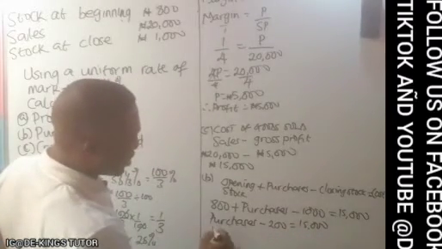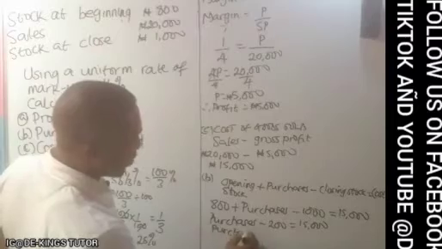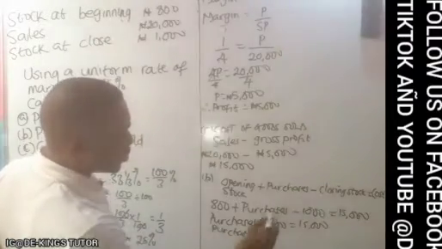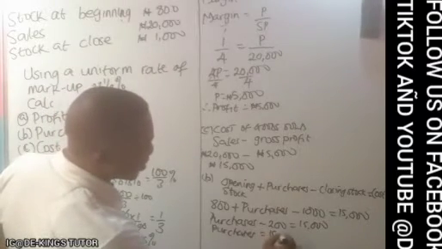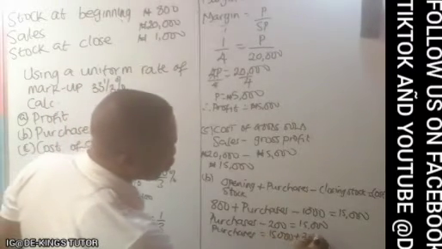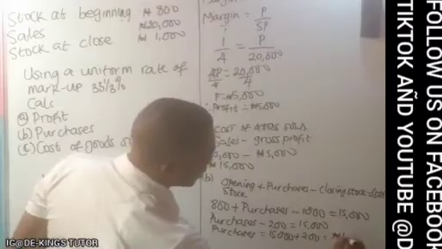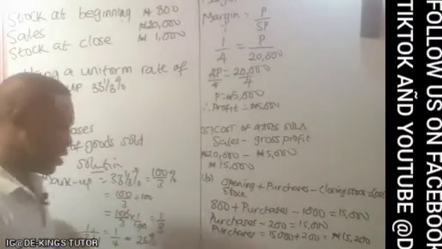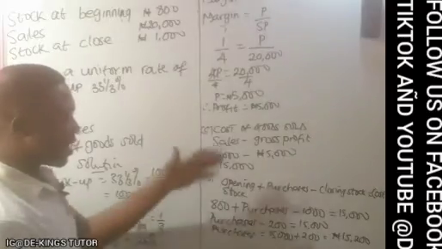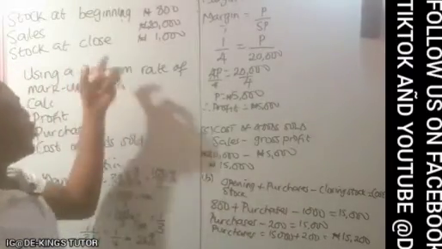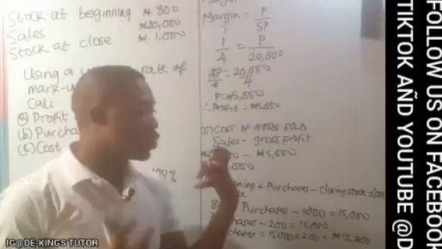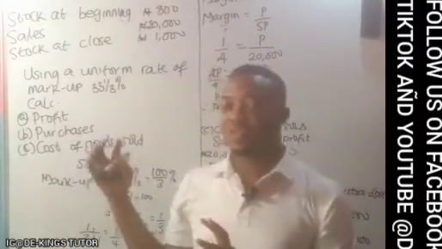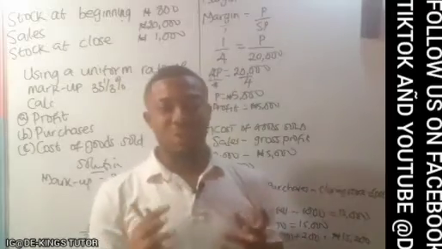To get purchases, this minus 200 moves to the other side, and it will be 15,000 plus 200, that is 15,200 naira. So that is the purchases. That's how we can get our purchases. You see how we use the markup and the margin to solve what we're asked to solve. Now we're going to see different questions relating to this, more advanced and critical ones.